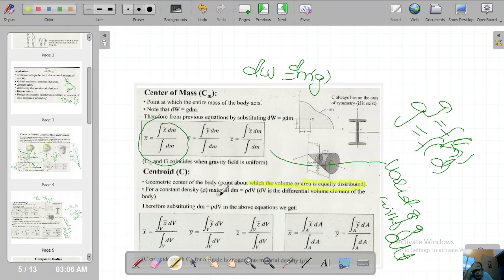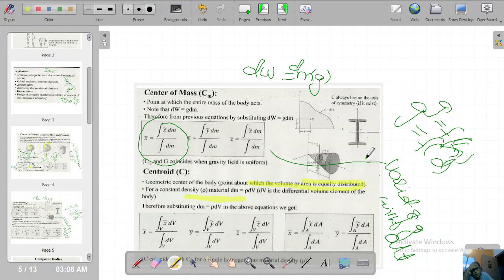Another thing here is that we're saying the density of the material is constant. Since density equals mass per unit volume, mass dm will be equal to rho times dv. So we have the formulas x bar equals integral of x tilde dv over integral of dv, y bar equals integral of y tilde dv over integral of dv, and z bar equals integral of z tilde dv over integral of dv. In place of dm, we replace it with rho dv, and since density is constant, we can apply these formulas.